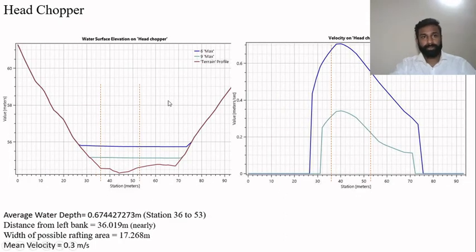This graph shows the result for Head Chopper. It is a second grade rapid. You can see there is a huge reduction of the flow velocity, but there is a smaller reduction of the flow depth, so we can say that compared to the other third grade rapids, second grade rapids get a lesser impact due to the Broadland Hydropower Project.